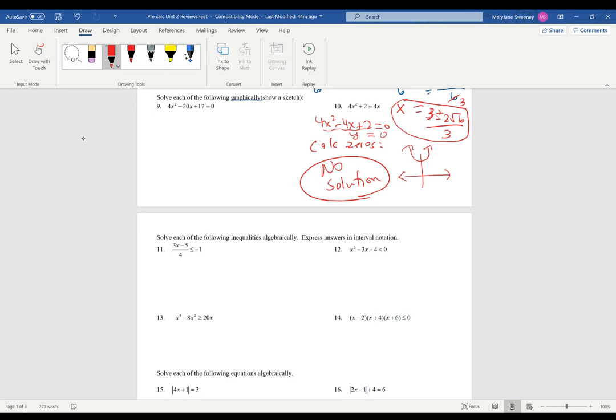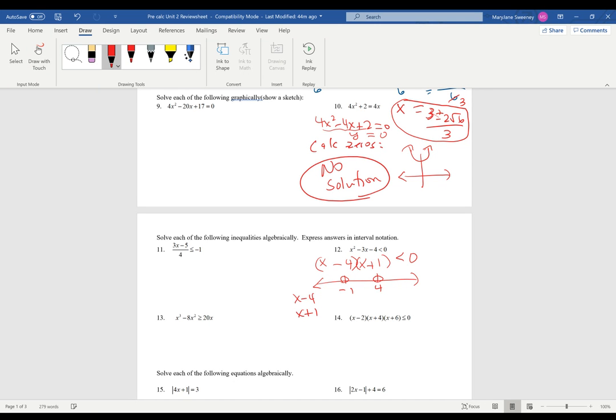For 12, this is an inequality of degree 2. That means you must partition the number line. So we have to factor. On our number line, we put what makes our factors 0, which should be -1 and 4. Open circle, because it doesn't say equal to 0. Those are the values where it would equal 0. This doesn't equal 0. We want to know where it's less than 0.